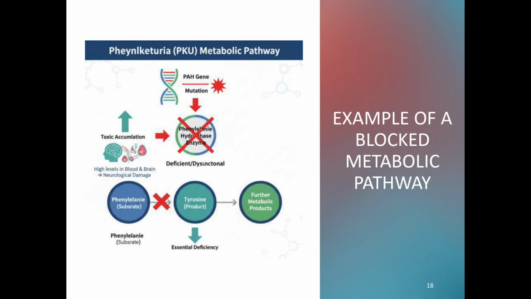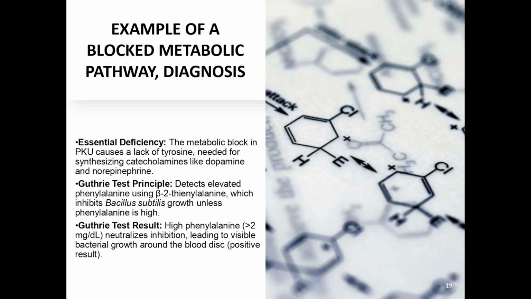The diagram illustrates this block in the phenylketonuria pathway. A deficient phenylalanine hydroxylase prevents the conversion of the phenylalanine substrate into the tyrosine product, resulting in both toxic accumulation and essential deficiency. The metabolic block in PKU causes an essential deficiency of tyrosine, which is needed for synthesizing catecholamines like dopamine. For diagnosis, the Guthrie test is used.